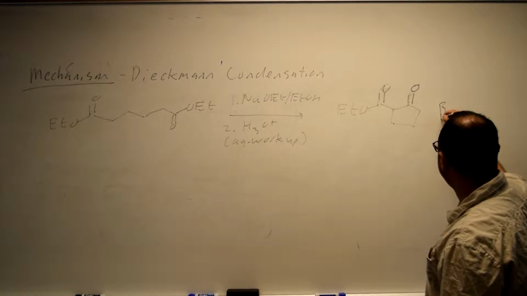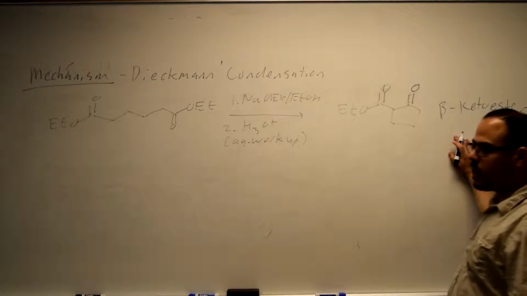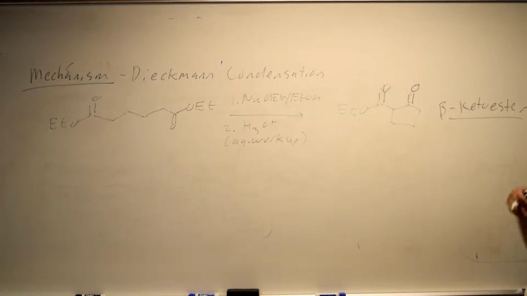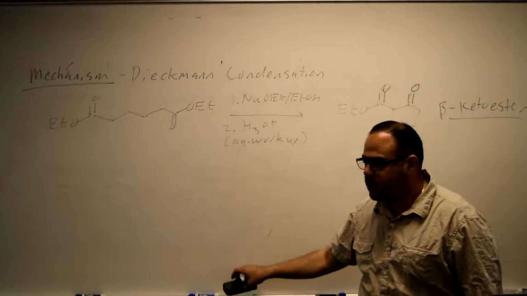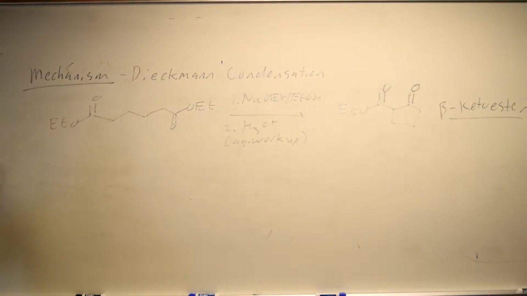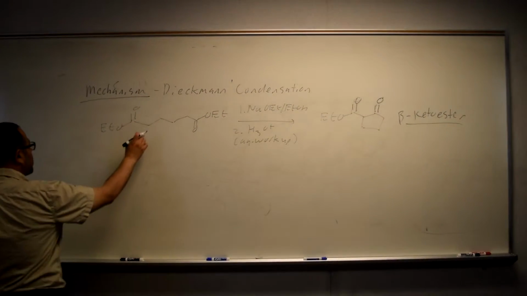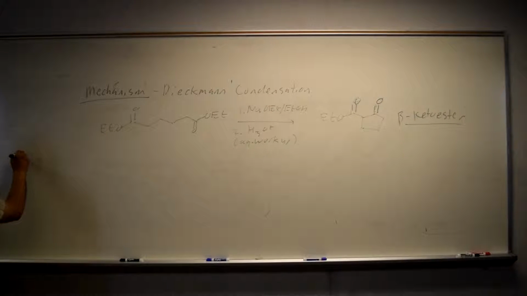This guy is a beta keto ester, and that's why it's a Dieckmann condensation. It's like the analog of the Claisen, but in an intramolecular process. So in the first step, you're going to use sodium methoxide and ethanol and deprotonate one of the alpha sites. I'm going to deprotonate this one first.